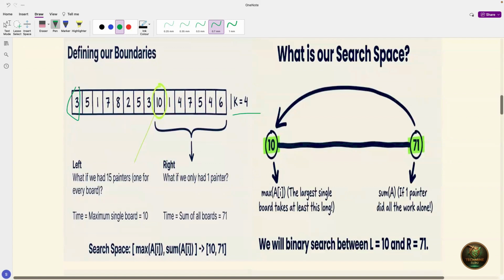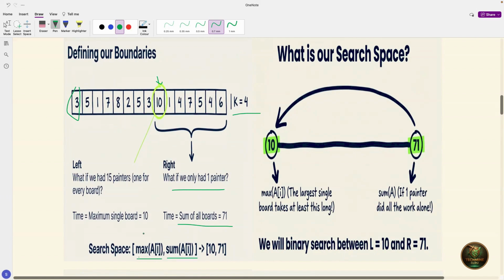The time taken is simply the length of the largest single board, right? Because by the time this painter paints this, all of this will get completed by the individual painters. So what is the maximum amount of time needed for a single board to get painted? It will be 10. And suppose what if we had only one painter? Then the sum of all the elements will be the time taken by that painter to paint all the boards. So what is the sum of all boards? It is 71. So our search space will lie from max of a[i] to sum of a[i].